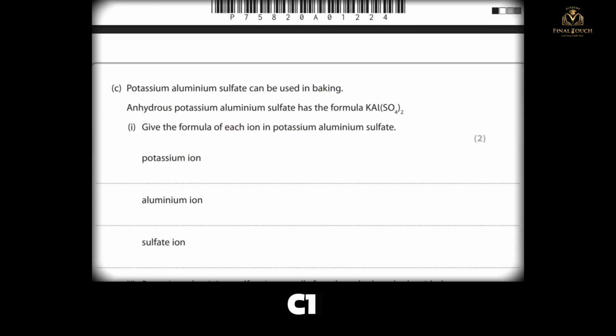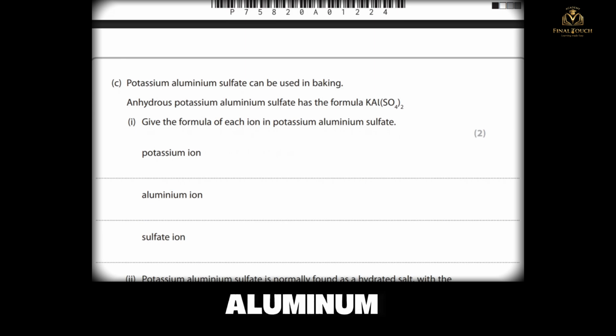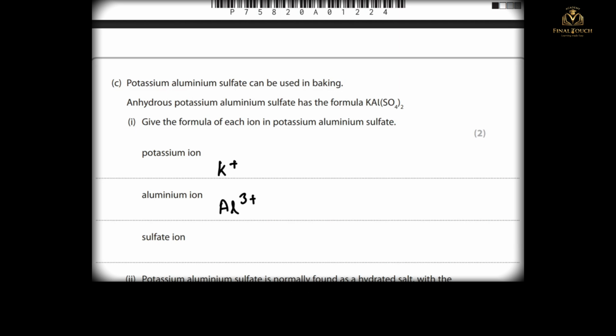Moving on to part C1, potassium aluminum sulfate can be used in baking. Anhydrous potassium aluminum sulfate has the formula KAl(SO4)2. Give the formula of each ion in potassium aluminum sulfate. So obviously potassium ion is K plus. Aluminum ion should be Al3 plus. And this one should be SO4 2 minus.